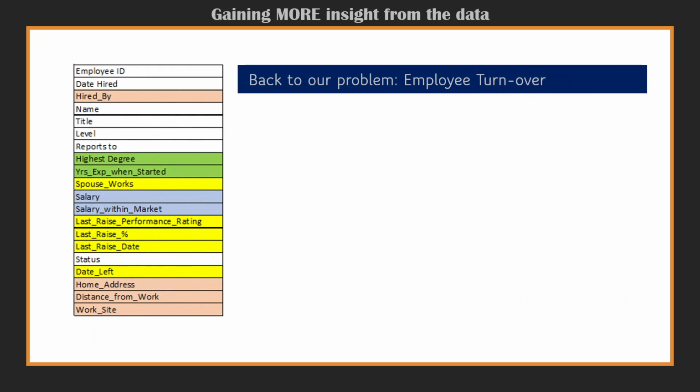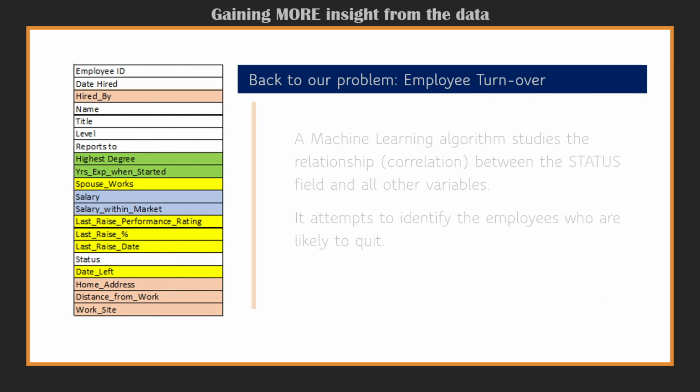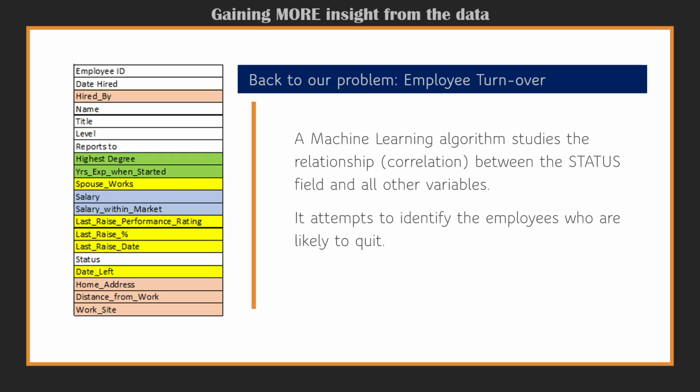So back to our problem now. Employee turnover is very high. What do we do? So the machine learning algorithm studies the relationship, correlation, as we just said, between the status field and all the other variables. Fine. We just understood this as well. And it attempts to identify the employees who are likely to quit.